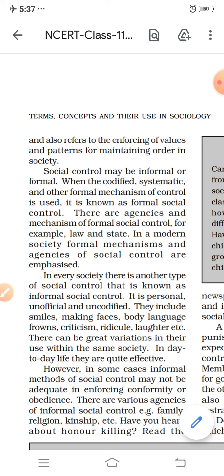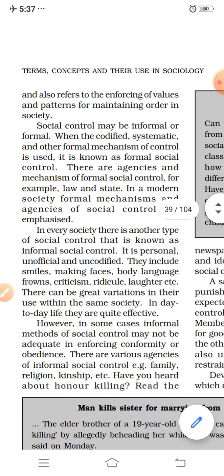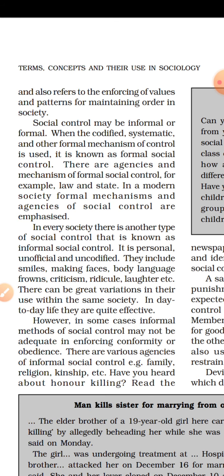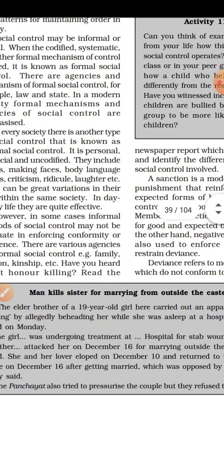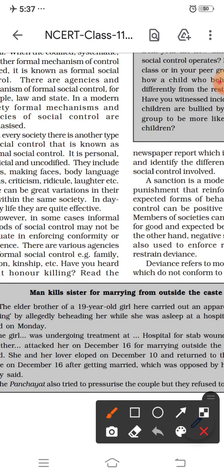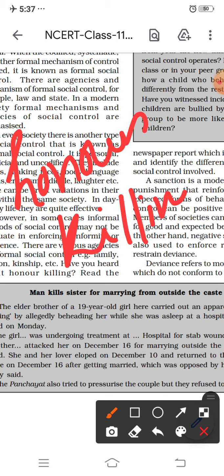However, in some cases informal methods of social control may not be adequate in enforcing conformity or obedience. Family, religion and kinship are the various agencies where we can use informal social control, but we have definitely seen that it is not enough. We have seen things like this happen: a man kills his sister for marrying from outside, an intercaste marriage. This is called honor killing, or violence. Why? Because she married a member of a different caste. That's why the man kills his sister.